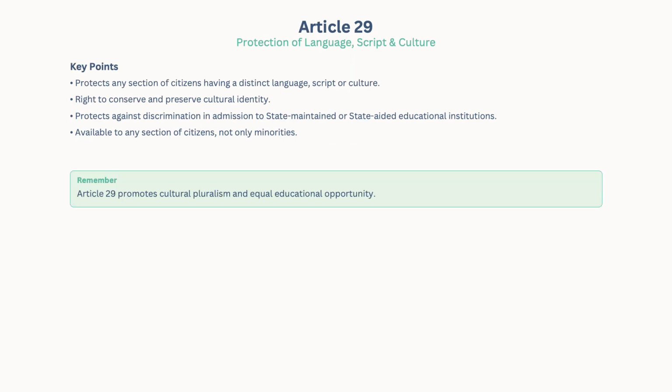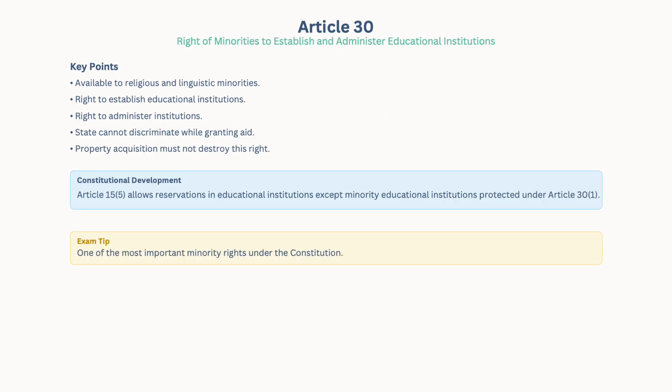the Indian government through the fundamental rights states that we have the right to protect our language, our script, and our culture. Whatever culture we have here in Nagaland, everything is protected by Article 29. Okay, we have our distinct language, script, or culture. We have the right to conserve and preserve cultural identity. Now, Article 30. As a minority, we also have the right to establish and administer educational institutions.